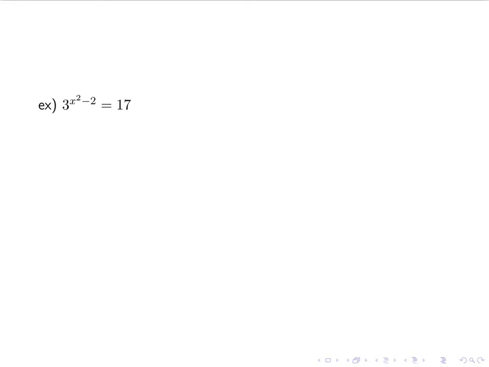So let's try another one. 3 to the x squared minus 2 equals 17. The exponent is already isolated, so I'm going to change it to a log. And I get that my exponent, x squared minus 2, equals log base 3 of 17.